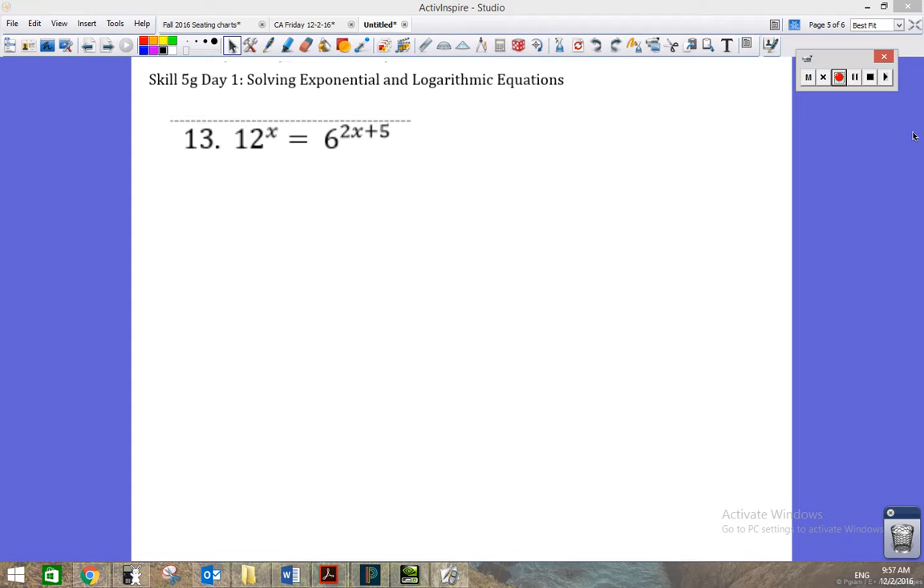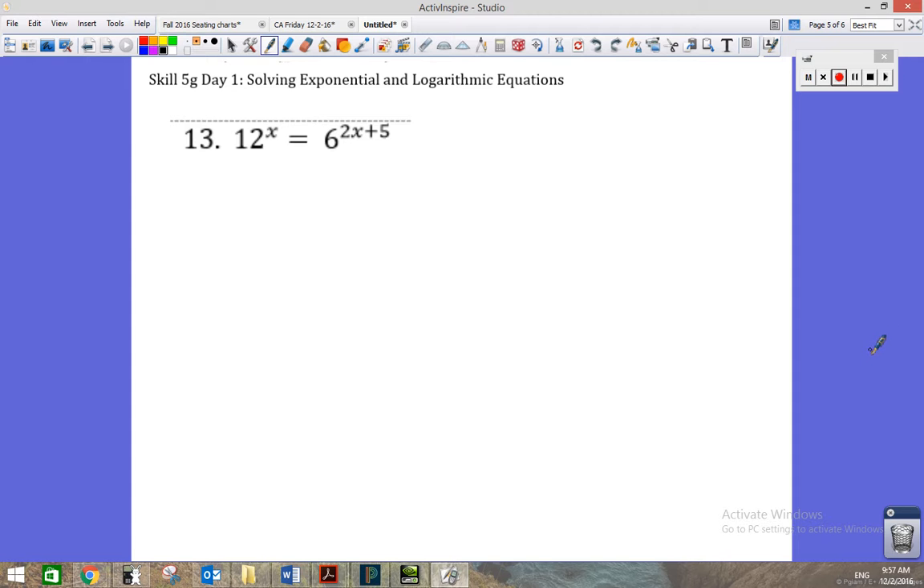We're taking a look at skill packet 5, exponential functions and logarithmic functions, and in this 5G we're solving exponential and log equations. So in problem number 13 I have this exponential expression with the variables as the exponents. I really don't have properties of equality to get this x by itself. So I do have properties of logarithms that are going to help.